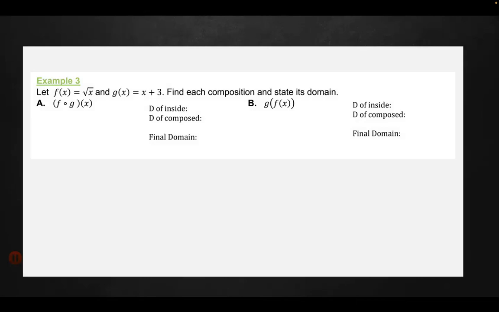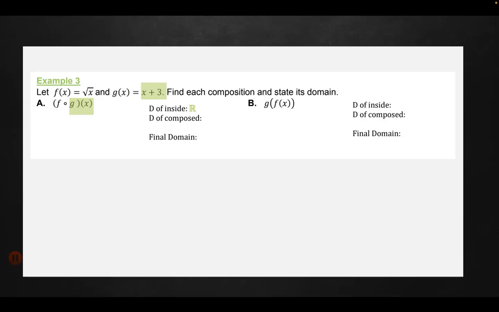And example number 3, we are going to be looking at a radical function. We've got square root of x, and we also have a linear function, that's x plus 3. All right, so let's look at the domain of the inside. That inside is x plus 3. That is again going to be a linear function. Think about mx plus b. This is all real numbers.